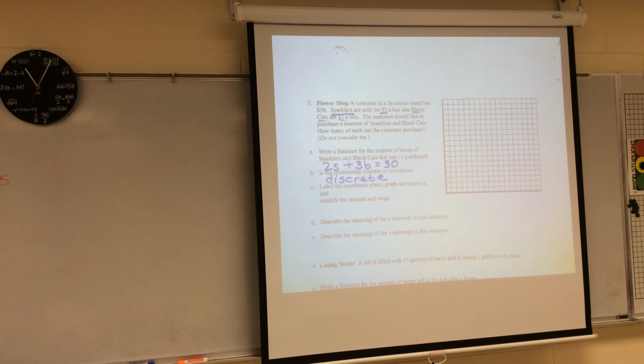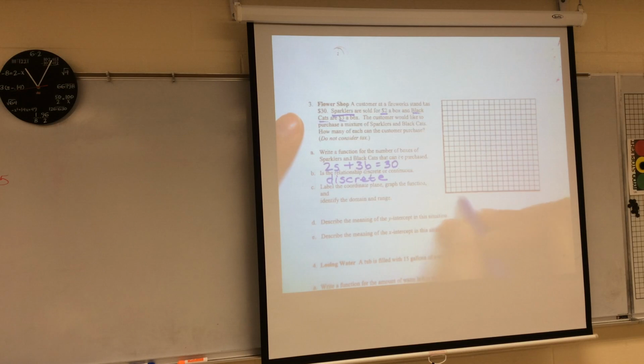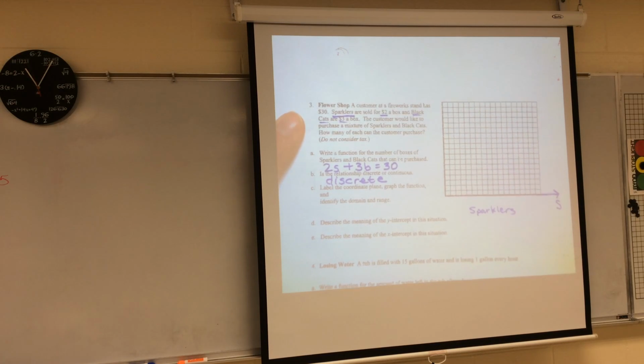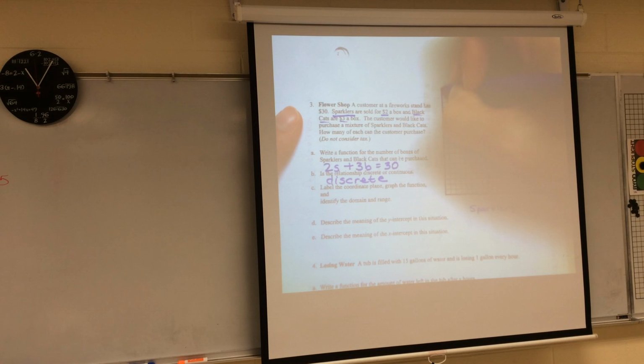So part C. Label the coordinate plane, graph the function, and identify the domain and range. So let's start with labeling our coordinate plane. Here on the bottom, I'm going to make this my S's. So S is my boxes of sparklers, right? So I'm going to label this sparklers. My y-axis is going to be B, my boxes of black cats.